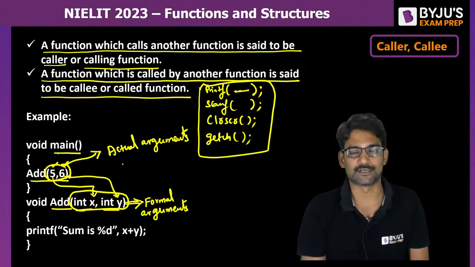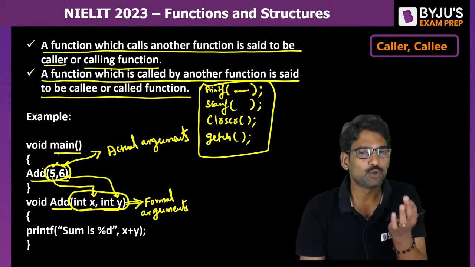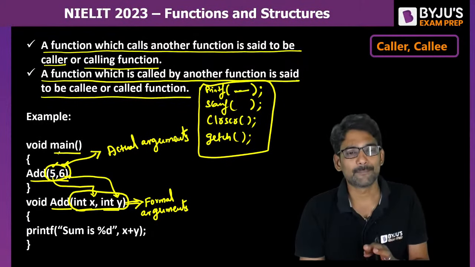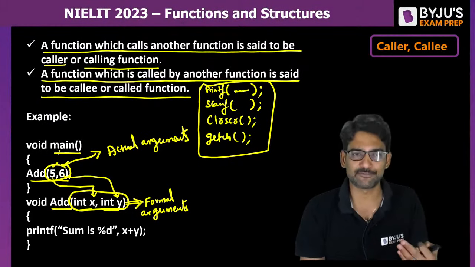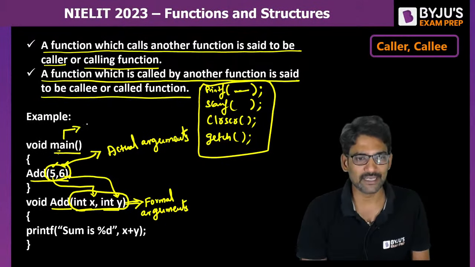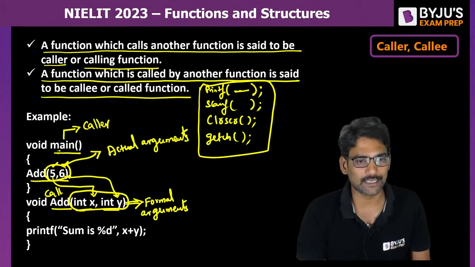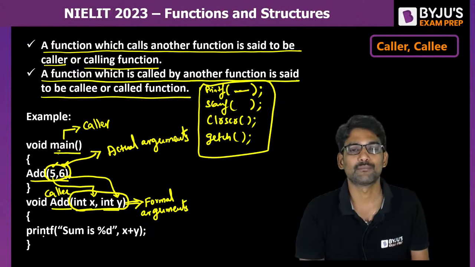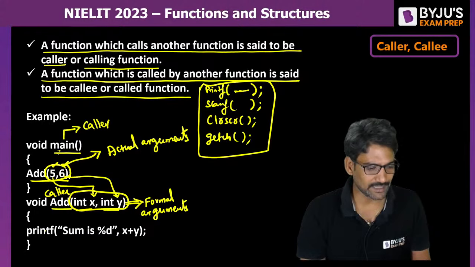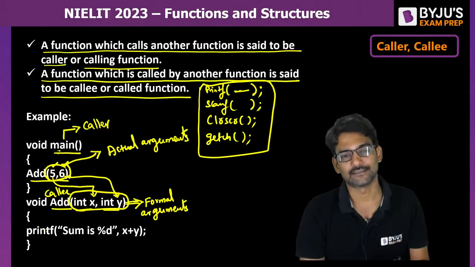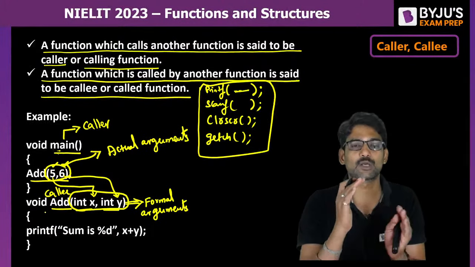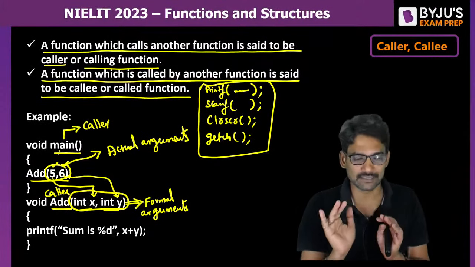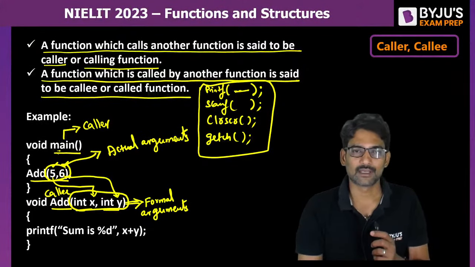And who is calling whom? The main function is calling the add function. So main is the caller here, add is the callee. Main is caller, add is callee. I think this caller, callee terminology is clear for everyone, right?